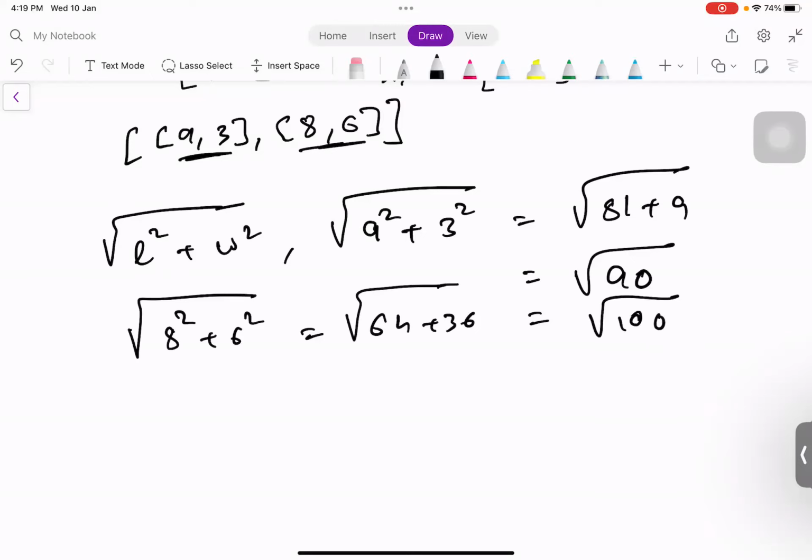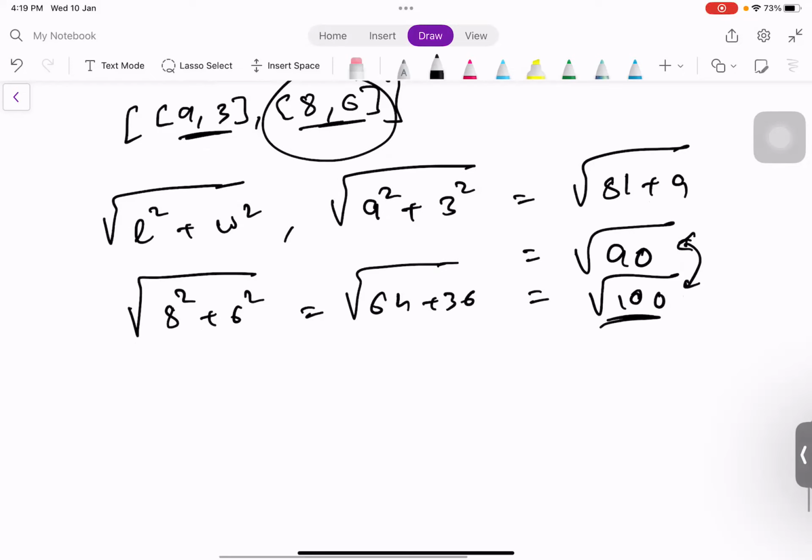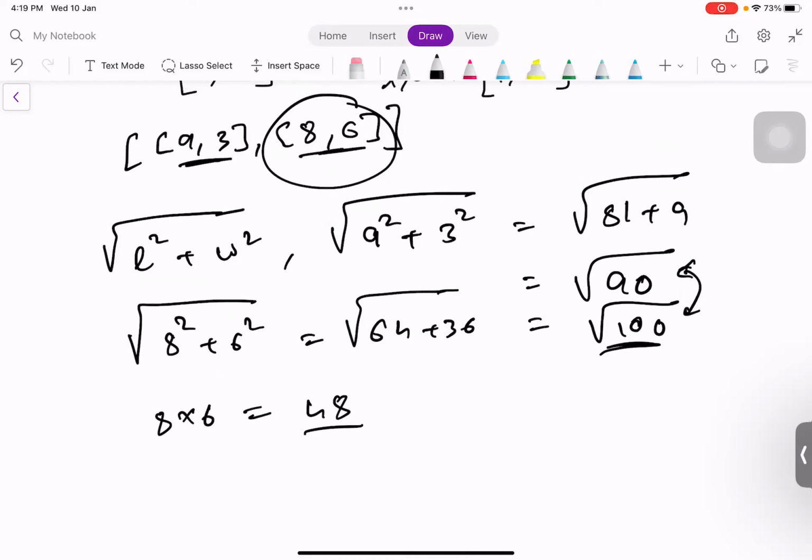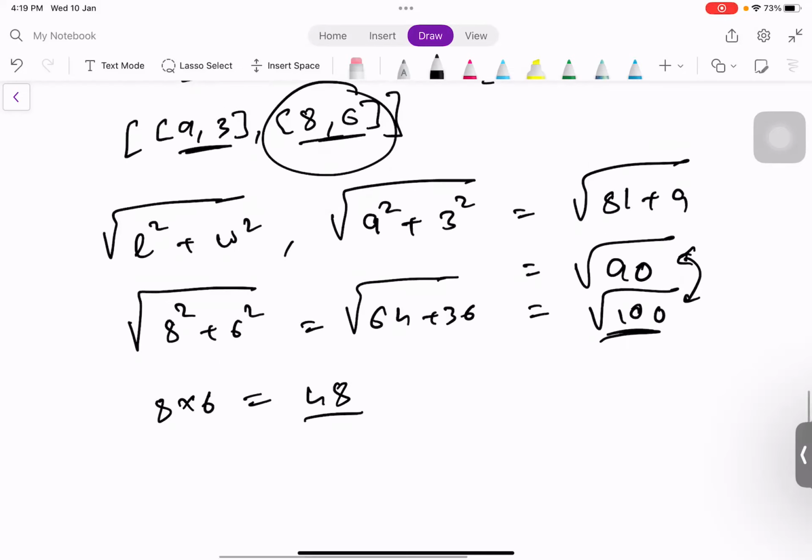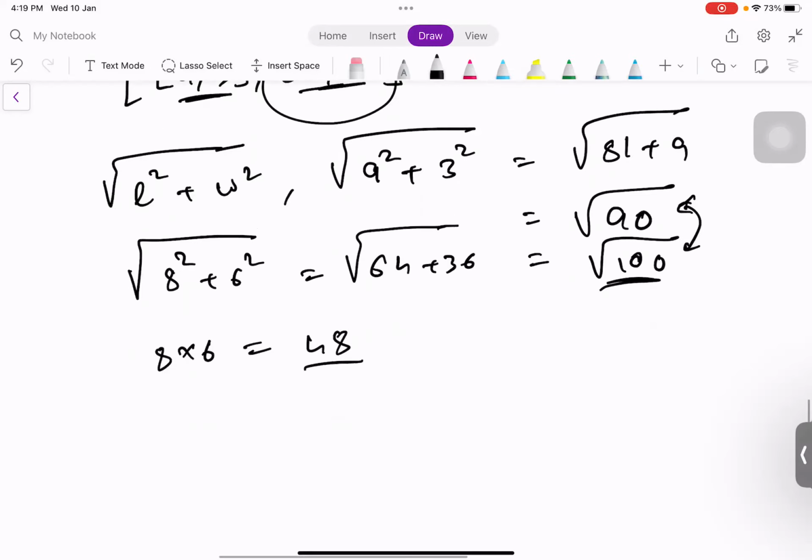Now, if we compare these two values, root 100 will obviously be bigger than root 90. So we can straight away say that this rectangle will have the longest diagonal. And we know the formula for area: 8 into 6, which is length into breadth, gives us 48. So in this way, we can say that the answer will be 48 in this case.